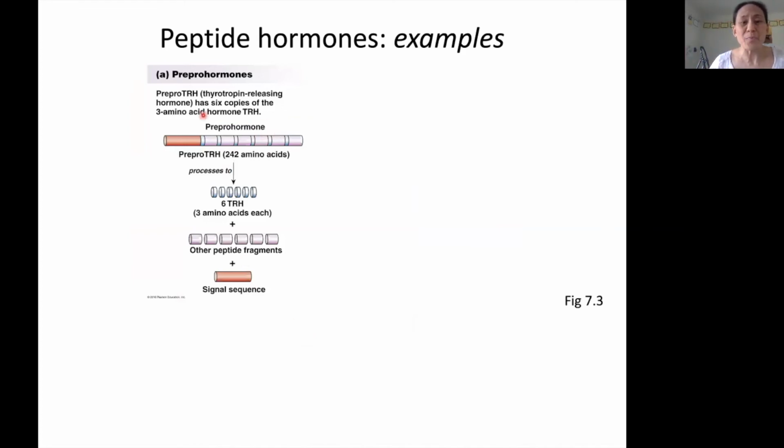So here are some examples of peptide hormones in various stages during this process, right? So here's an example of a pre-pro hormone. It's called pre-pro TRH. TRH is thyrotropin releasing hormone. And as you can see, this pre-pro hormone has this signal sequence. It's got these little blue sections, okay, which are then going to become the actual functional version of TRH. And then it's got these little pink portions, which are those peptide fragments that are not functional, okay? So in this particular case, we have one polypeptide chain that's going to give rise to 6 copies of TRH, okay?